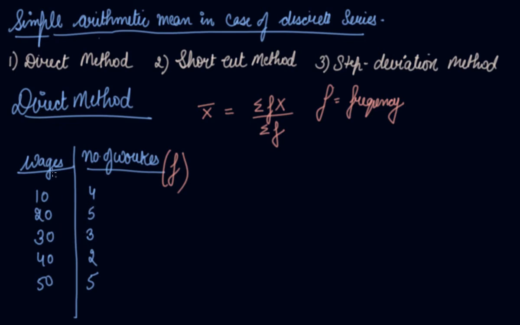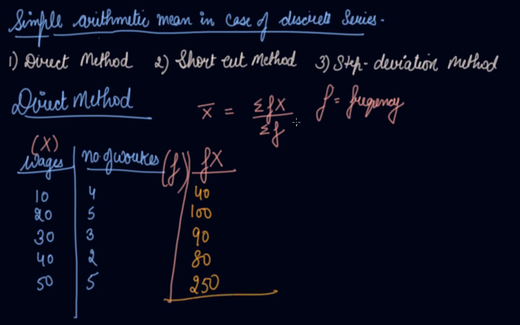So this is the frequency, and the wages or the variable is x. We have x, and we have f. Now for this direct method we have to find fx, that is, you multiply f with x. 4 into 10 is 40, 5 into 20 is 100, 3 into 30 is 90, 40 into 2 is 80, 50 into 5 is 250. Now the other thing we have to find is the summation of fx, which means the sum of fx. So 40 plus 100 plus 90 plus 80 plus 250 is 560.